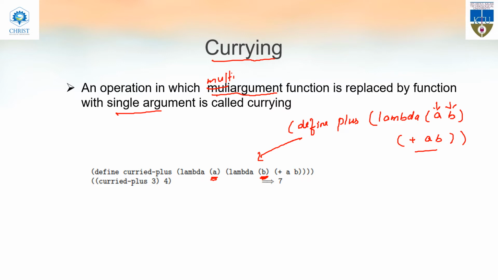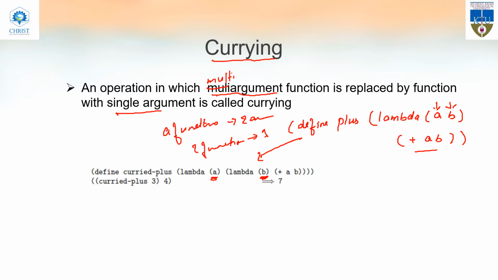Okay, so actually what you have done is changed a function with two arguments into two functions with one argument. That's what you are doing in currying. So it need not be two arguments. If it is three, then there will be three functions with one argument.